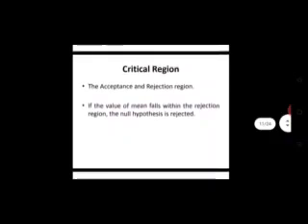What is critical region? The acceptance and rejection region is called the critical region. If the value of mean falls within the rejection region, the null hypothesis is rejected. We have to measure the results in mean score or in percentage, and according to the results, we have to accept or reject null or alternative hypothesis.